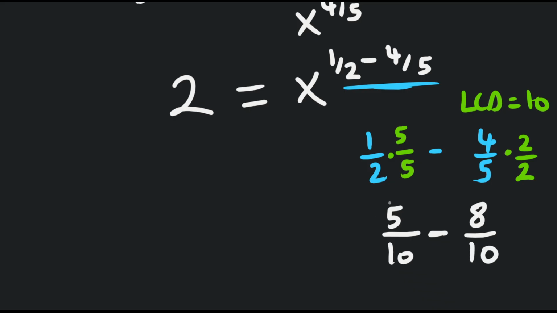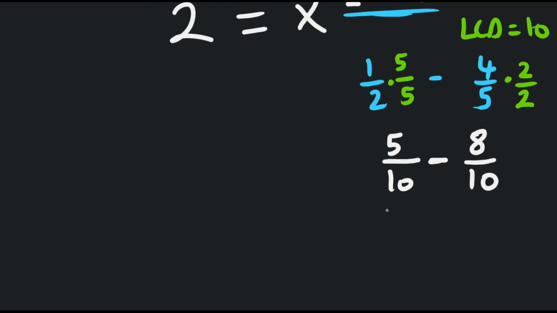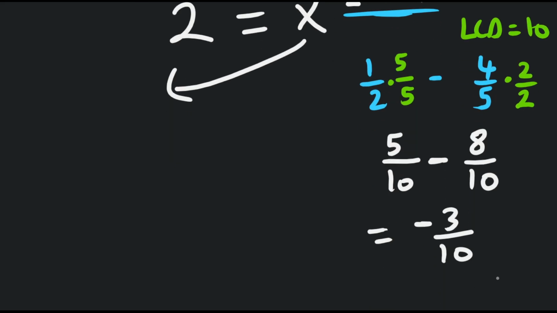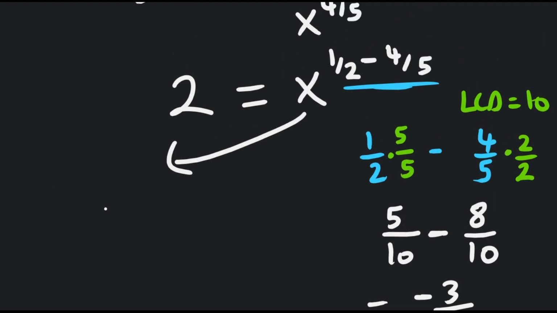So we have 5/10 minus 8/10, and we can subtract this. It's 5 minus 8, that is -3, so this is -3 over 10. Perfect. So the next step: x to the power of 1/2 minus 4/5, and 1/2 minus 4/5 is -3 over 10. So we'll write this as x to the power of -3 over 10 equals 2.